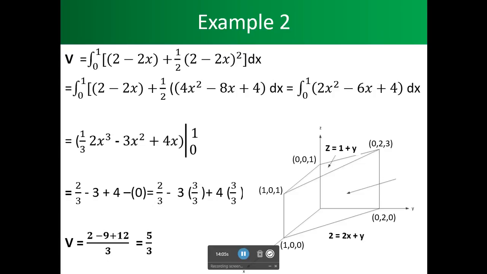Okay, so we're going to do one more example, and what we're going to do is we're going to change the order, and we're going to see if we can still come up with 5/3. Okay, so this is part 2. It's done, and we'll be going to part 3.